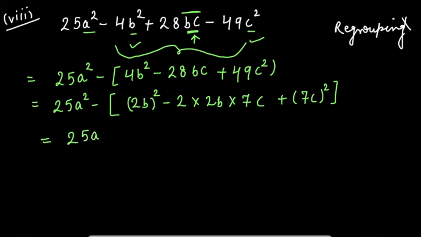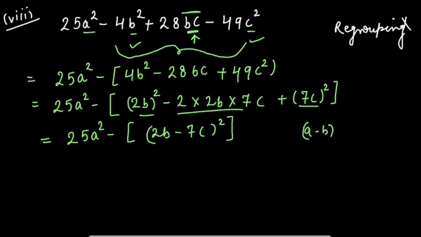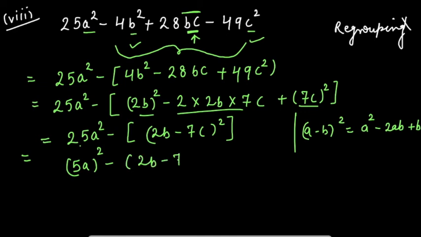Now this 25a square as it is, what will it be? It is in the form of a square minus 2ab plus b square, which means (a minus b) whole square. That's the second identity. So we can mention the identity also: (a minus b) whole square is a square minus 2ab plus b square, using this identity. Now if I want to write the first term, which is 25a square, as 5a whole square, and minus (2b minus 7c) whole square, right? This is 7c whole square.